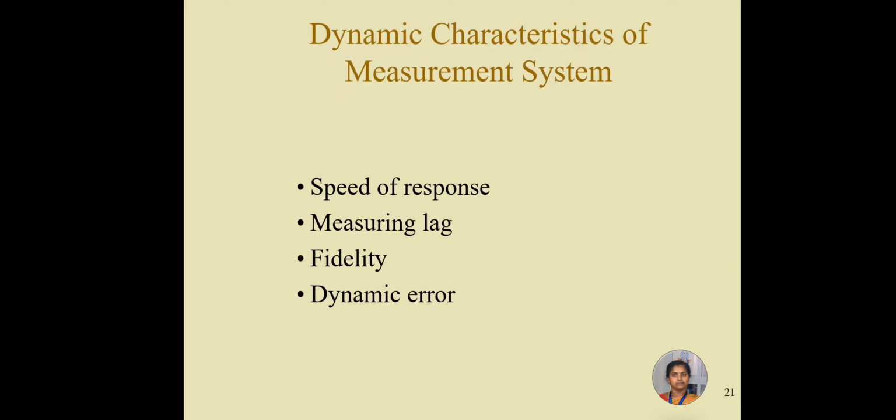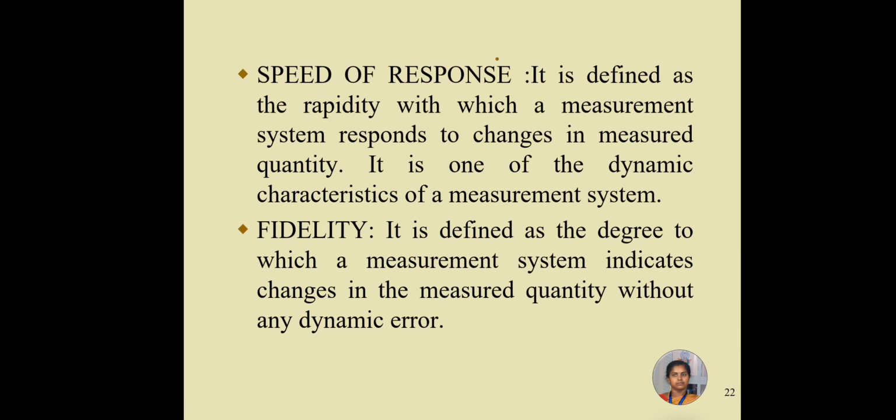Previously we studied the static characteristics of measurement systems. Next we will see the dynamic characteristics of a measurement system, which include speed of response, measuring lag, fidelity, and dynamic error. Speed of response is defined as the rapidity with which a measurement system responds to changes in the measured quantity. Next is fidelity. It is defined as the degree to which a measurement system indicates changes in the measured quantity without any dynamic error.